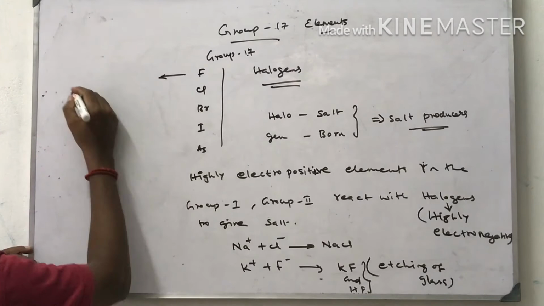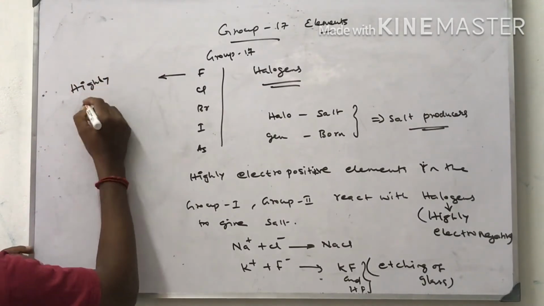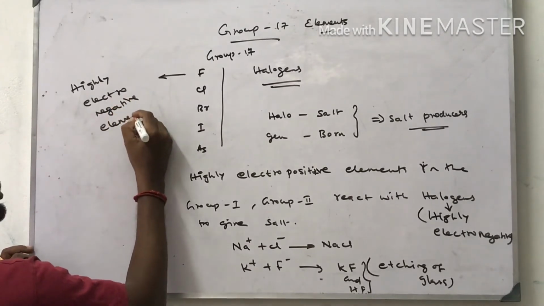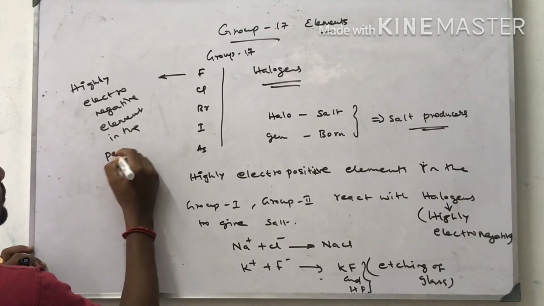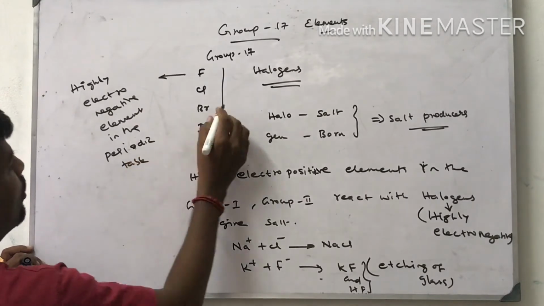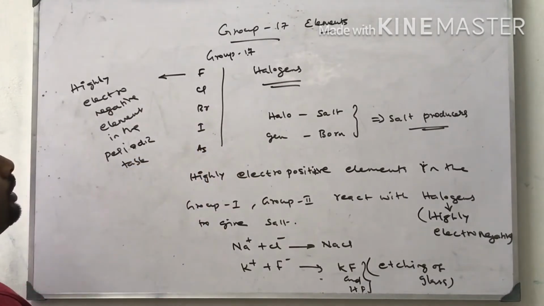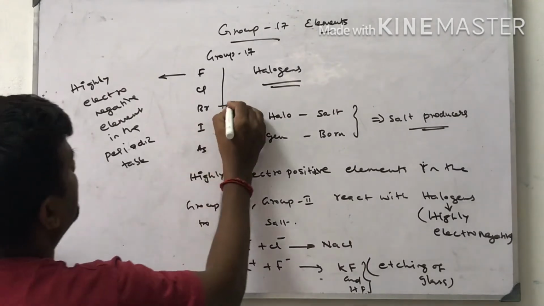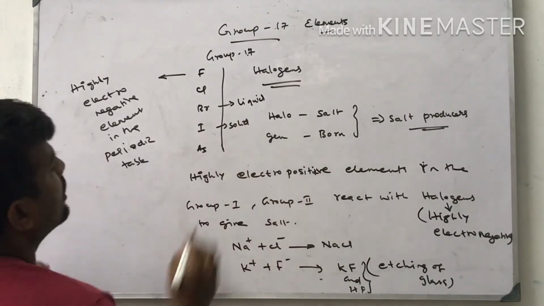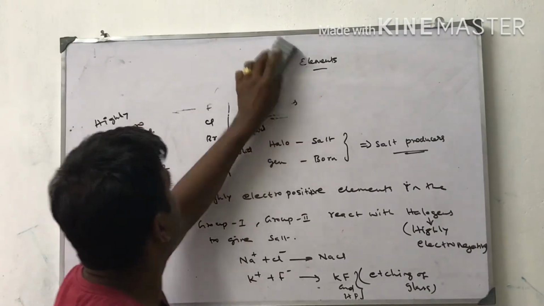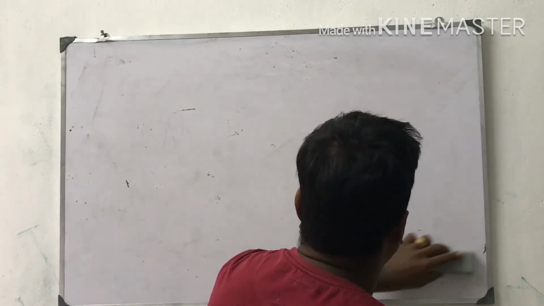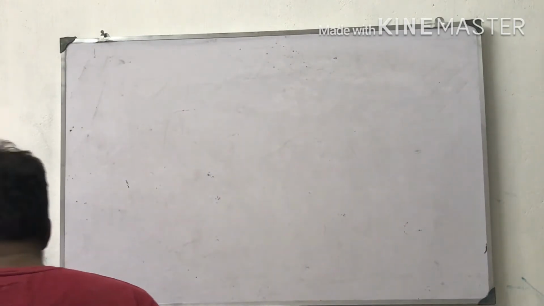Fluorine is the most electronegative element in the periodic table. Chlorine, bromine and iodine. Fluorine and chlorine are gases. Bromine is a liquid. Iodine is a solid. And astatine is also a solid. Dear children, astatine is a radioactive element. Astatine is also a halogen.